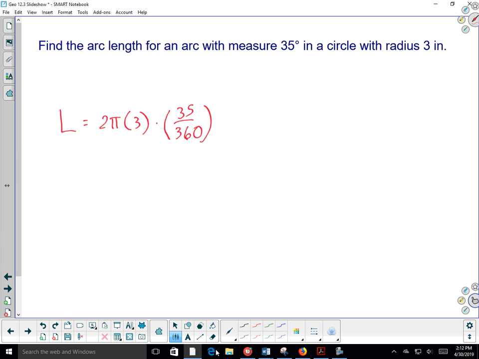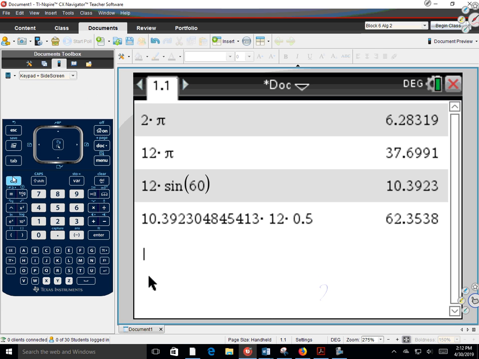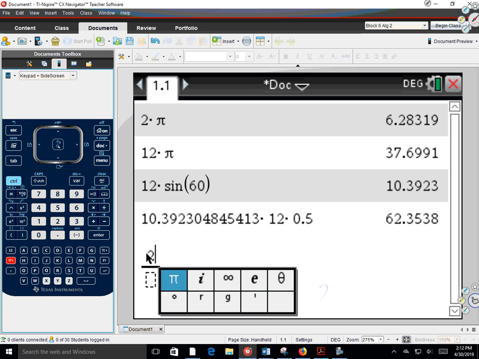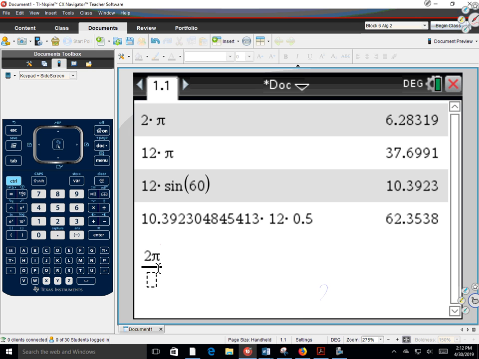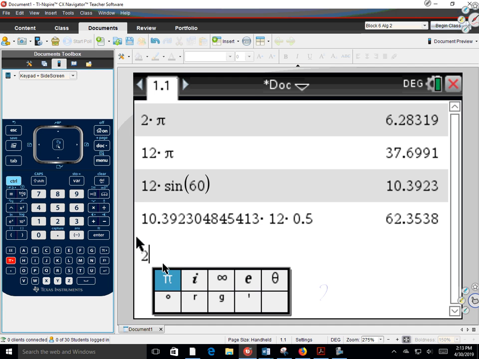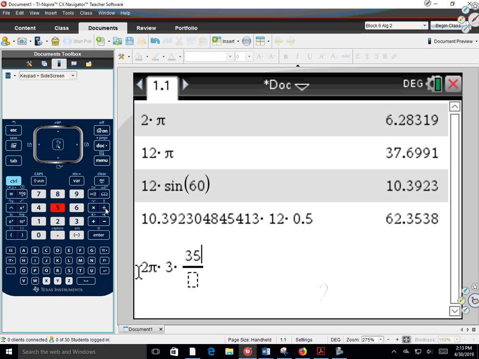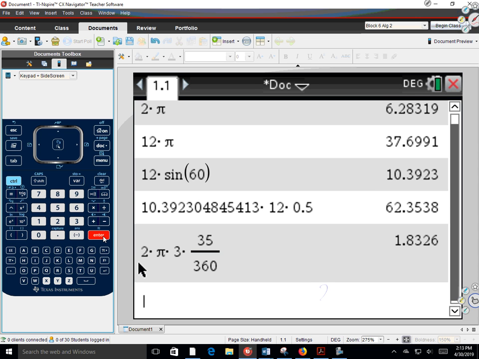Are we doing 2 times pi times 3? I'm going to do 2 times pi times 3 times, do I need my fraction? Is it 35 over 360? Is that correct? And I want a decimal approximation for this. I'm getting 1.83. Yeah, that's what I got.